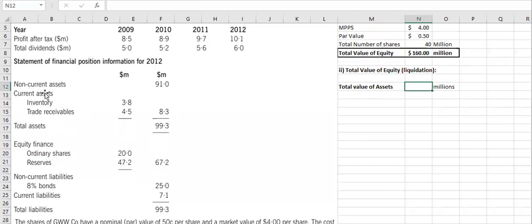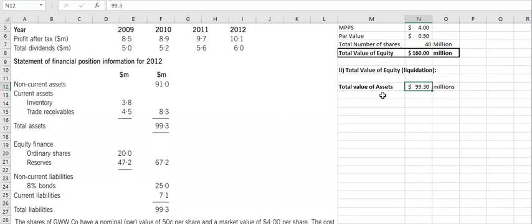So the total value of the non-current assets is 91. The total assets are quoted here as 99.3, so $99.3 million will be the total value of the assets. That's what is being stated on the balance sheet.